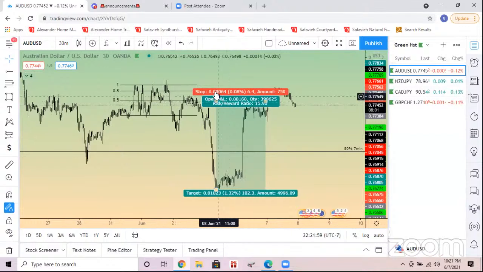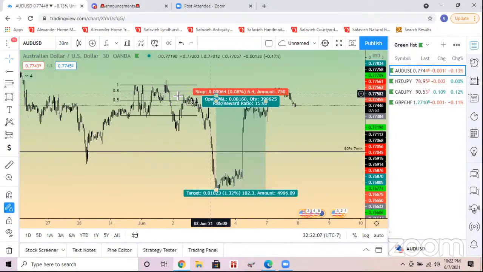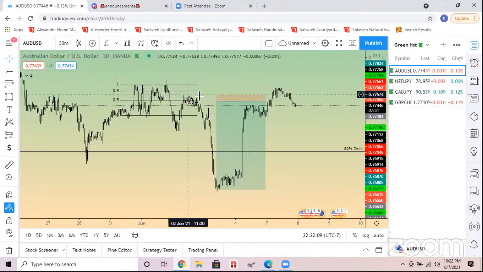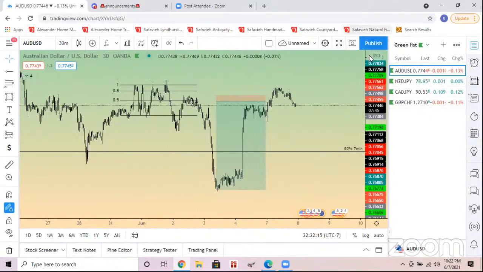So it looks like it came up and tapped the 80 of whatever we were looking at. But I set my stop loss to something just right above here, this smaller distribution. Obviously that got clapped.